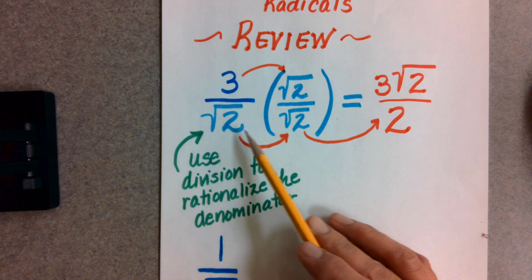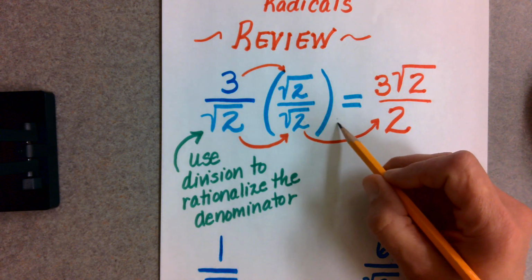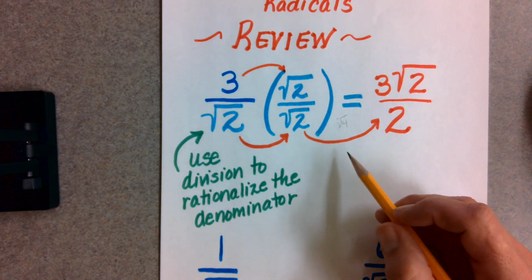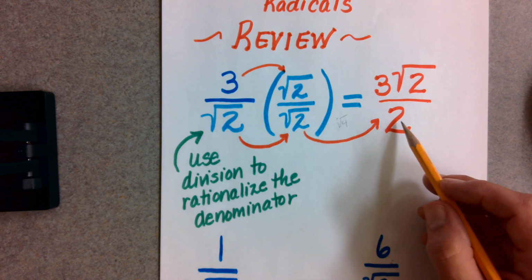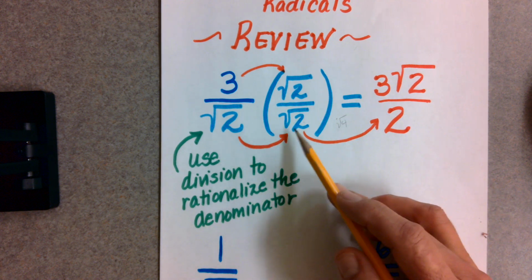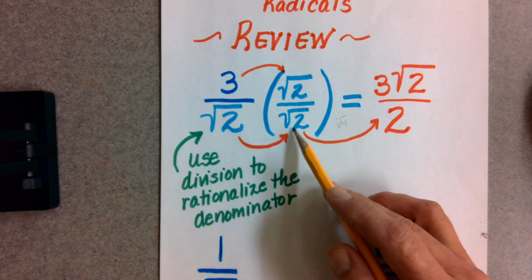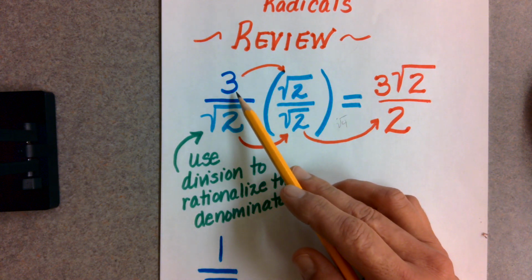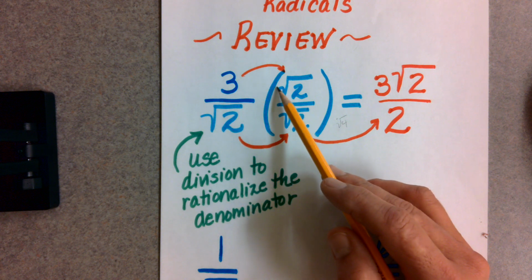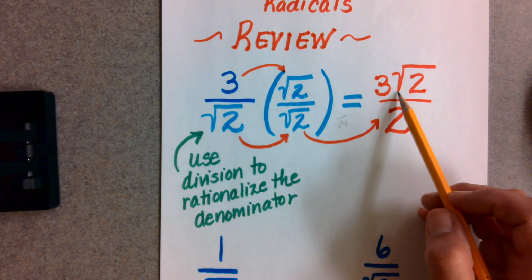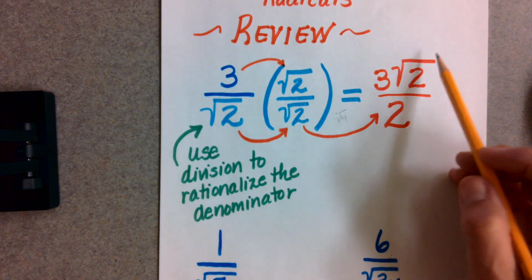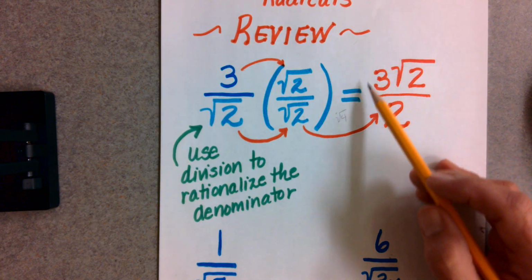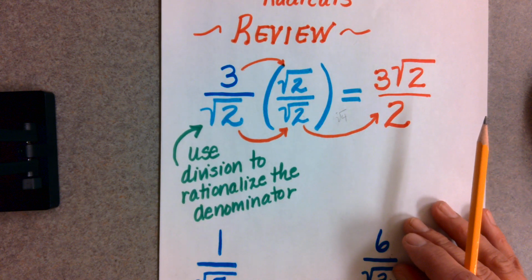If I take the square root of 2 times the square root of 2, don't I technically get the square root of 4, which simplifies to just 2? So see how multiplying by the denominator gets rid of that square root. Then you have to do it to the top, or to the numerator. 3 times the square root of 2 equals 3 times the square root of 2. So now you have simplified your radical.